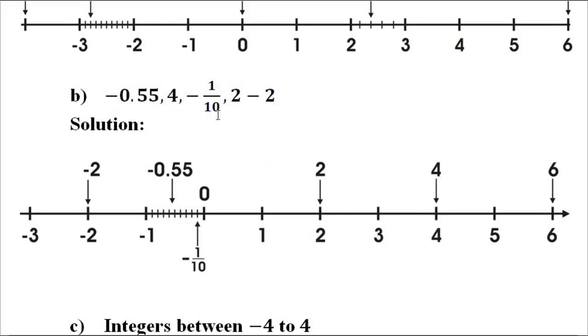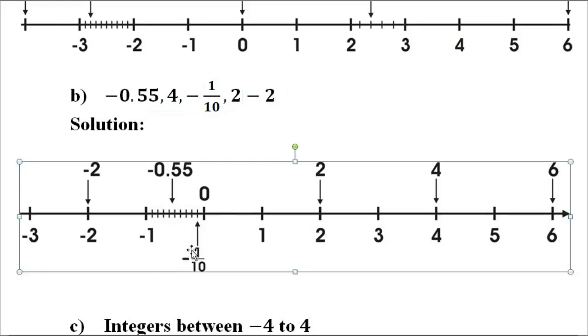The next number is negative 1 over 10, which lies between 0 and negative 1. Because the decimal form of negative 1 over 10 is negative 0.1. If you look at the small divisions between 0 and negative 1, the right place for negative 0.1 is the first small division between 0 and negative 1. The next number is 2, which means 2 units to the right of 0. Then negative 2 is located 2 units to the left of 0 on the number line.